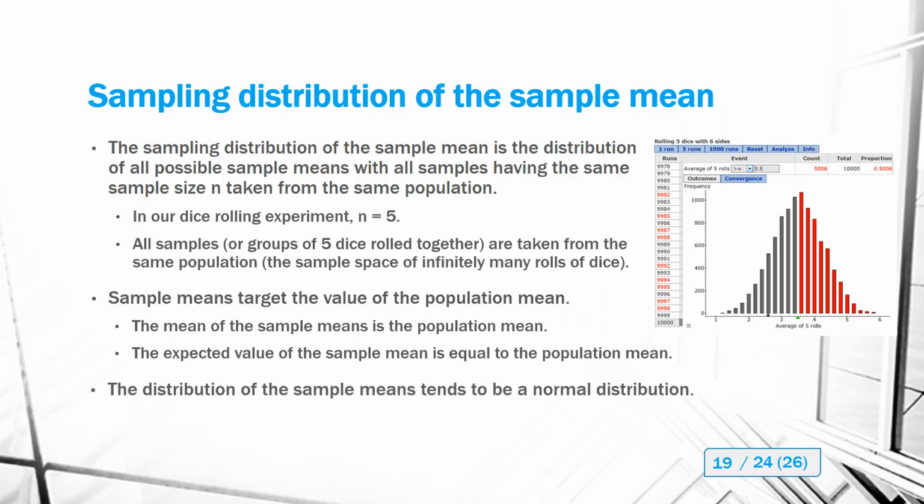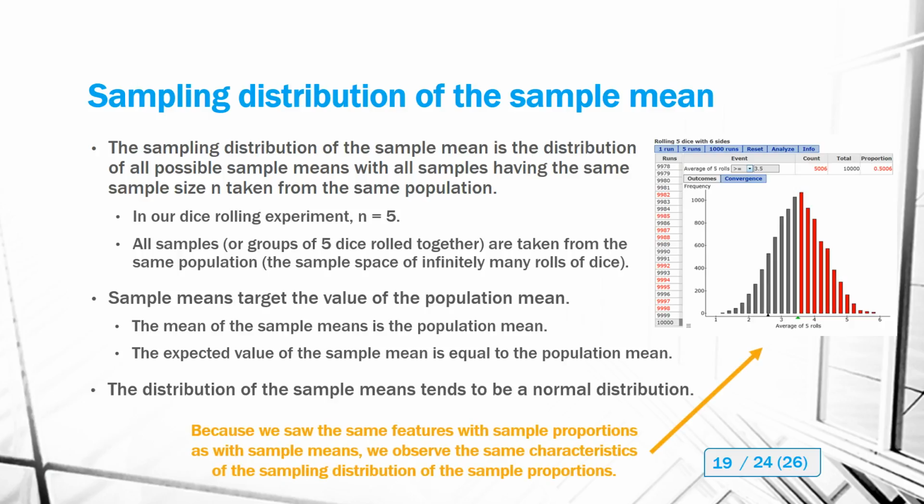We also note that the distribution of the sample means tends to be a normal distribution. Now, just as we saw on the previous slide, everything that we saw with proportions matches what we've seen with the means. So because they have the same features, we can say that the sampling distribution of the sample proportions also targets the value of the population proportion, and that distribution is also normal.